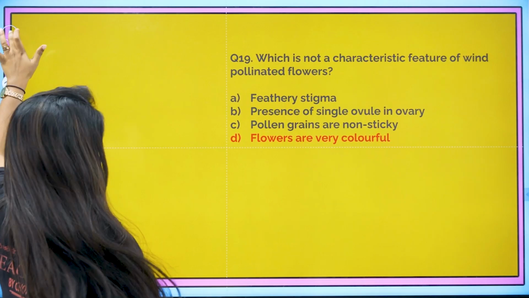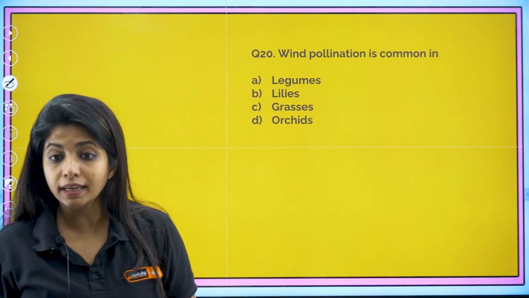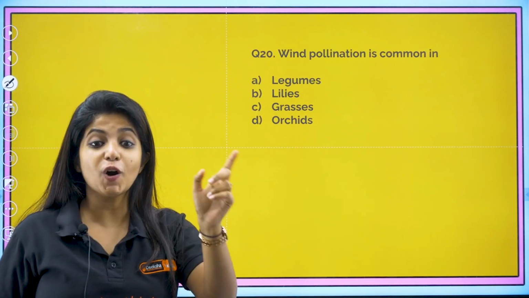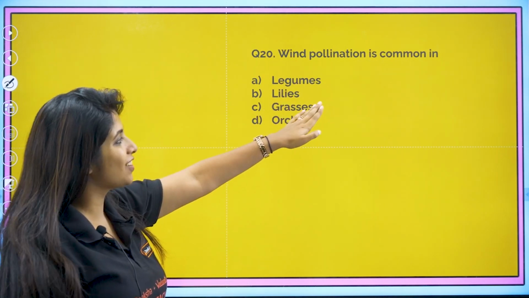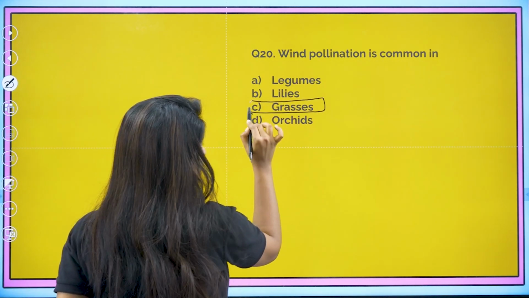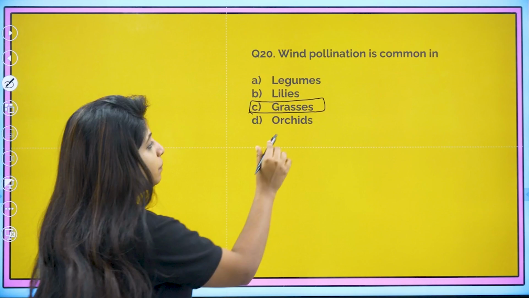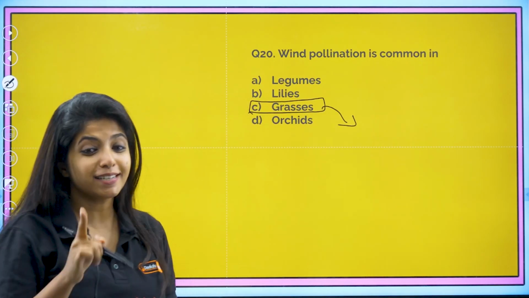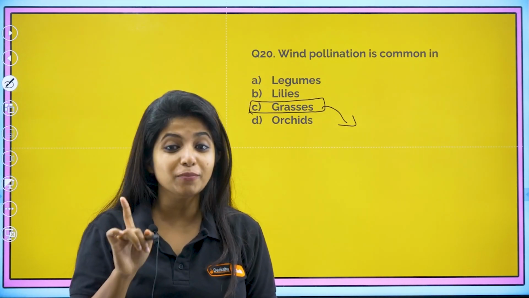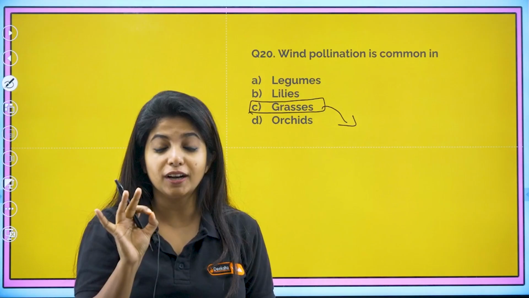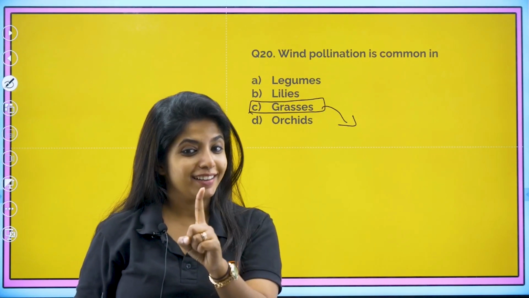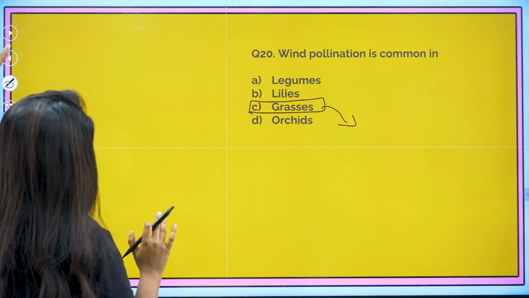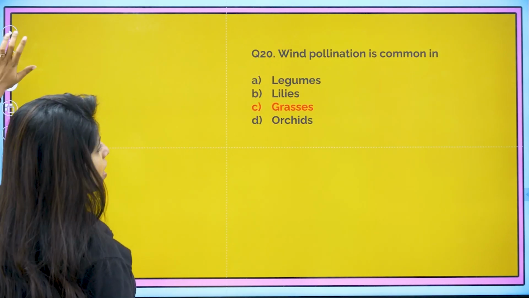Cool. Next question. Wind pollination is common in. It's a very important exam question. Legumes, lilies, grasses, orchids. Your answer is grasses. Again, in the one shot I clearly told you, one more example is there. Anyone who has listened to the one shot video, can you tell me one more example of wind pollinated plants, apart from grasses? Come on, keep on guessing and put it down in the comment section. I would love to know that.